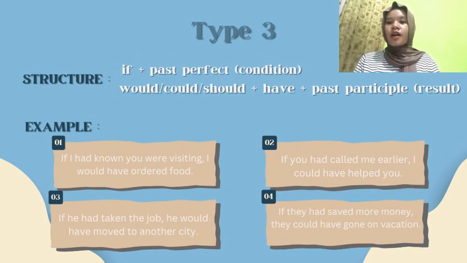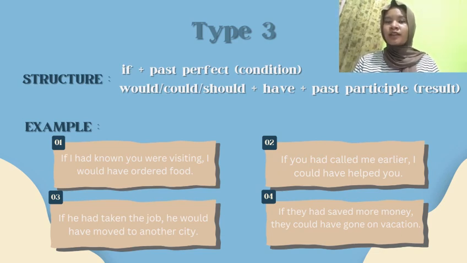Next slide, we will learn about conditional sentence type 3. So, conditional sentence type 3 is used to assume something that is contradictory in the past and there is no hope that it will happen because it is a dream of the past or impossible condition. In conditional sentence type 3, the structure is usually if plus past perfect for condition, would or could or should plus have plus past participle for result.